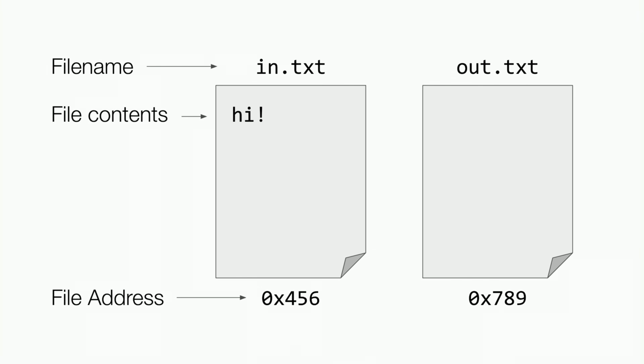So let's say, for example, we have in.txt as this input text file, and then we also have an output text file that we want whatever is in in.txt to be copied to. And so those are their file names, in.txt, out.txt. We have the file contents, and then we also have an address of the file. So these two things have their own addresses in memory.